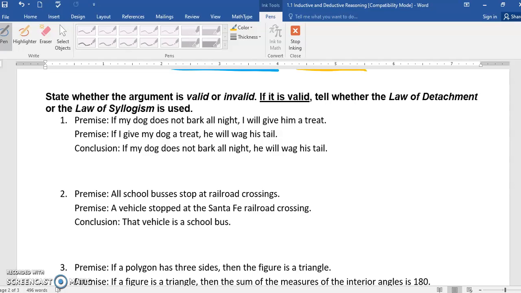Is it valid or invalid? If my dog does not bark all night, I will give him a treat. If I give my dog a treat, he will wag his tail. So does it follow the pattern? The thing to look for here is that stuff matches. So that should mean that I can go straight from the beginning, if my dog does not bark all night, to the end, he will wag his tail. So that one is valid. That's a valid law of syllogism.